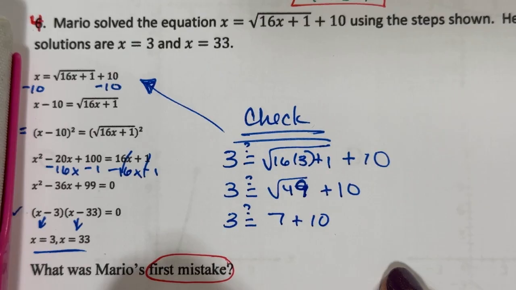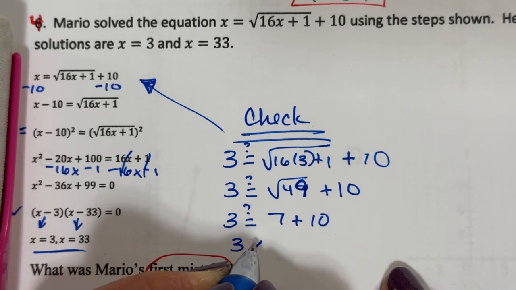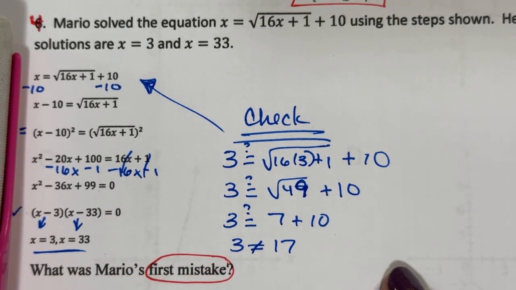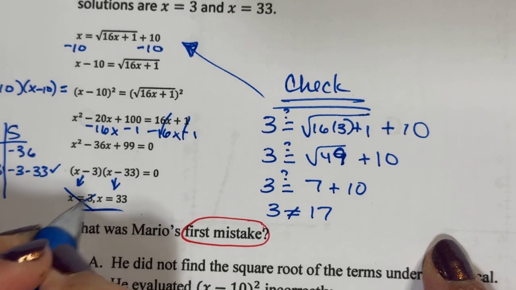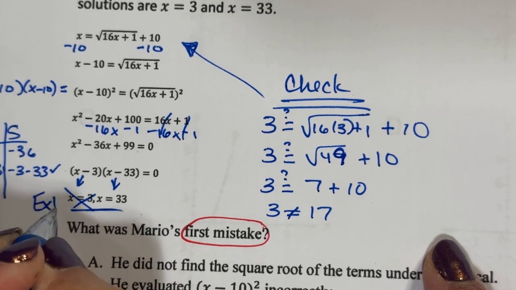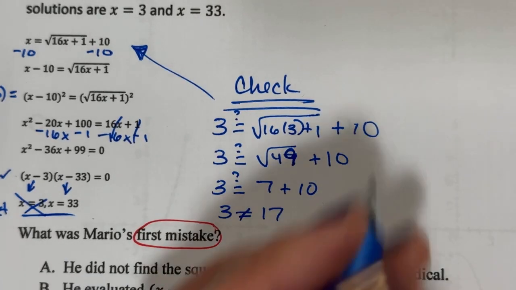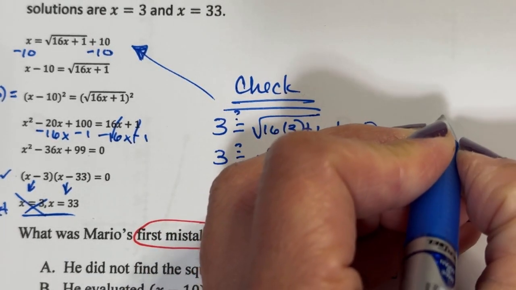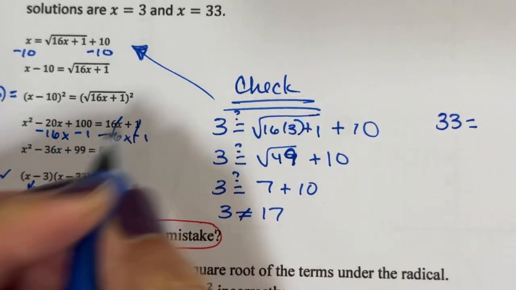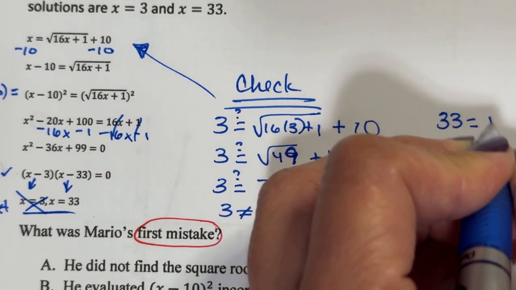But 7 plus 10 is 17. 3 does not equal 17. So x equals 3 is not a solution. It is extraneous. It's a solution that we got legitimately, but it doesn't work. All right, so the 33 is probably going to work, but we still need to check it. So replace all the x's in the original equation with a 33.